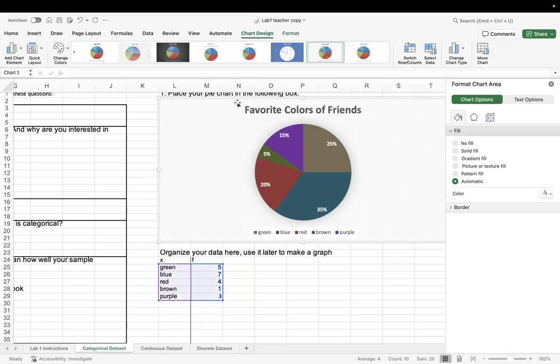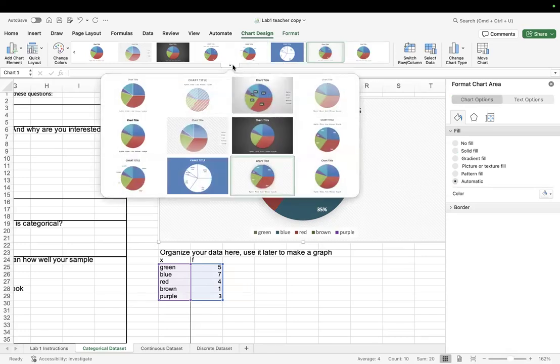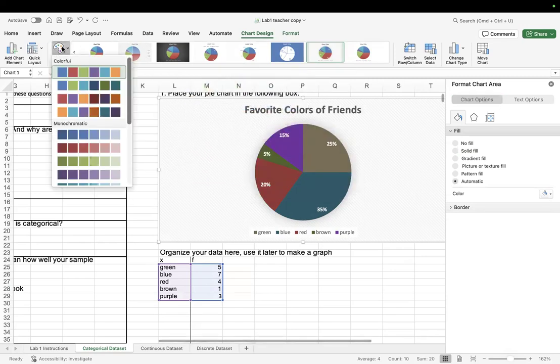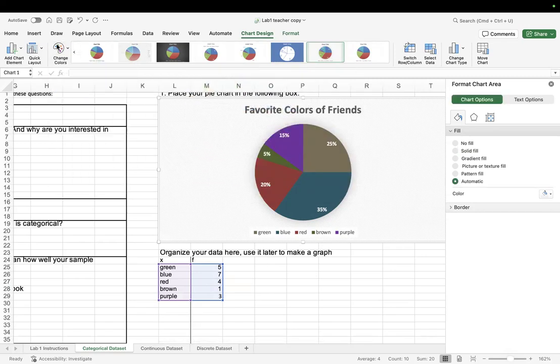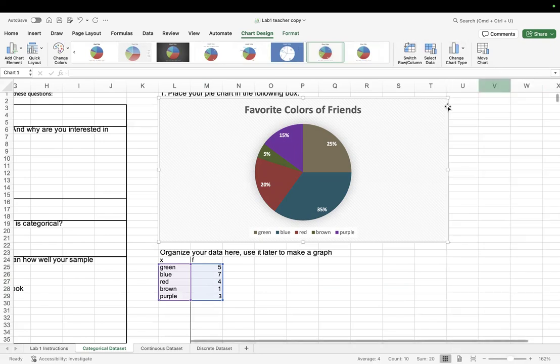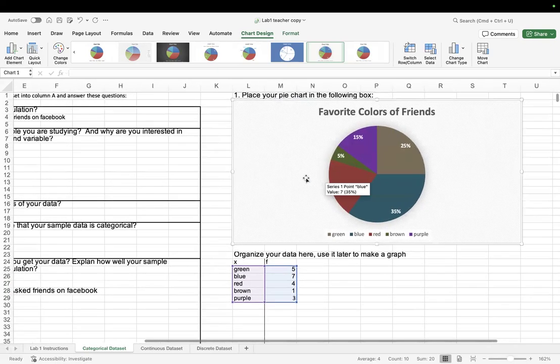You can do whatever you want. There's a whole lot of style options up here. Feel free to be creative. You can also choose color palettes. So feel free to be a little bit creative, but that is my pie graph. Any questions on pie graphs before I move along?